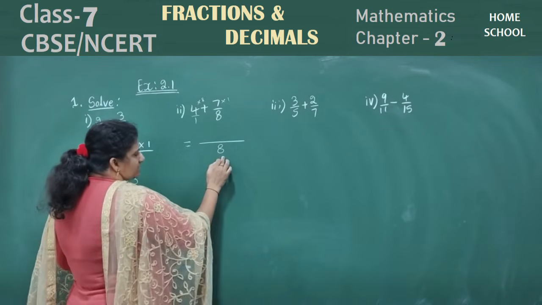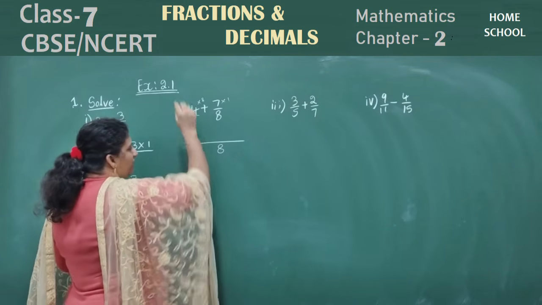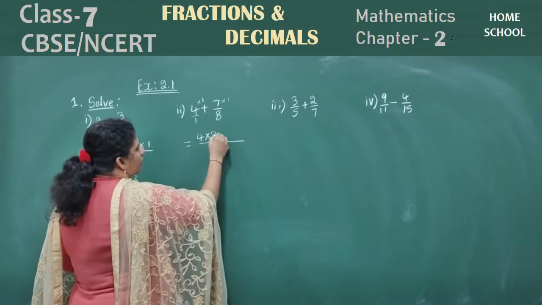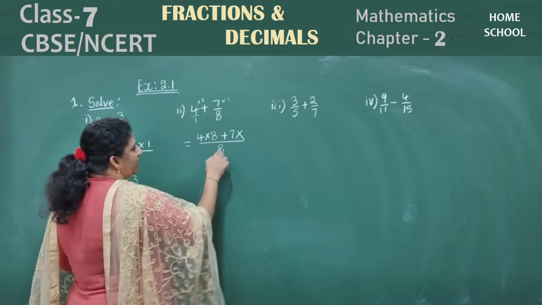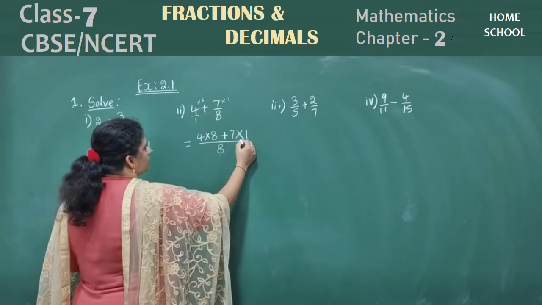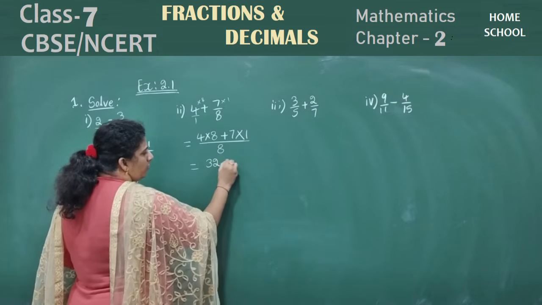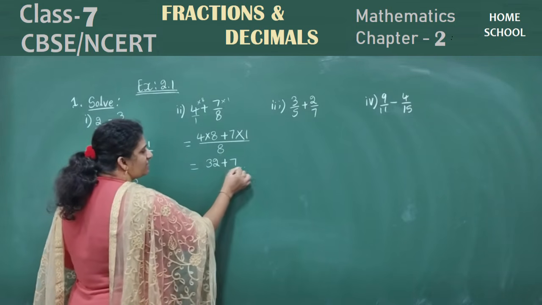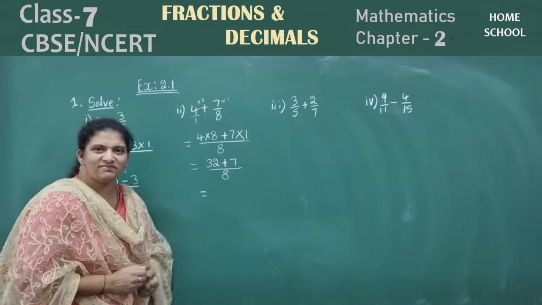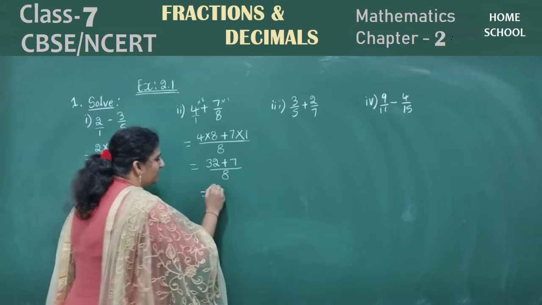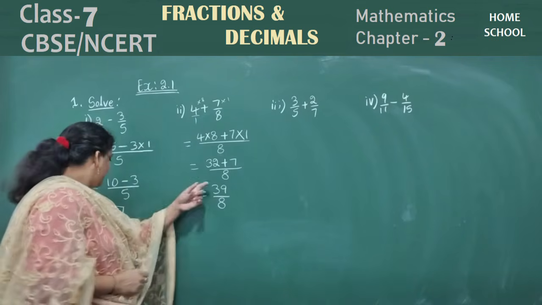So 1 and 8 LCM is 8. So in the 1 table where you get, children, 8, 1 8s are 8. So multiply that 8. That makes 4 into 8. What is the sign you have? Plus 7 into, in the 8 table where you will get 8, 1s are 1. So like this. Okay, 4 8s are 32 plus 7 into 1. 7 1s are 7 by 8. Right? 32 plus 7 will be how much? 39. 39 by 8.